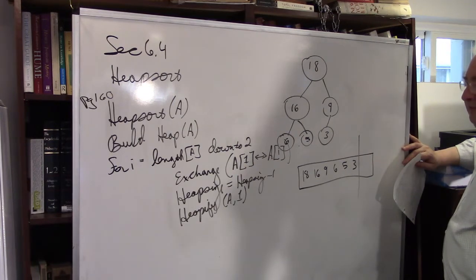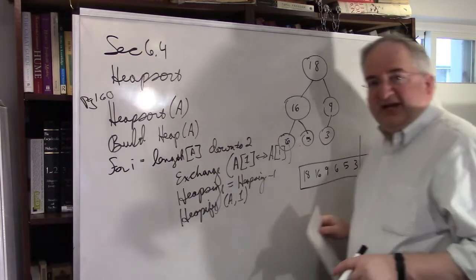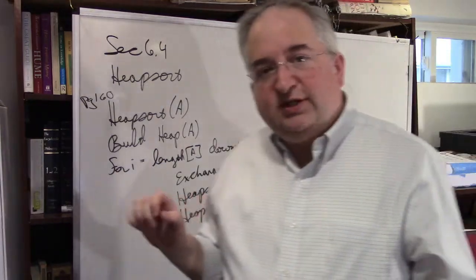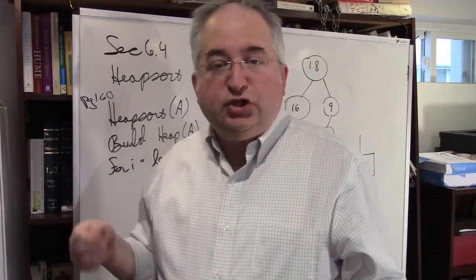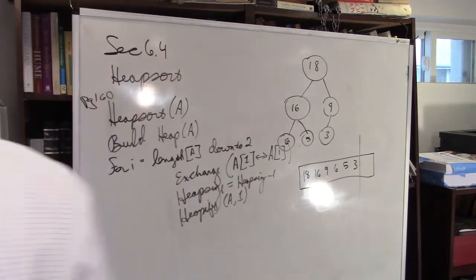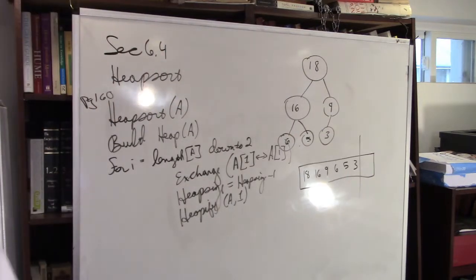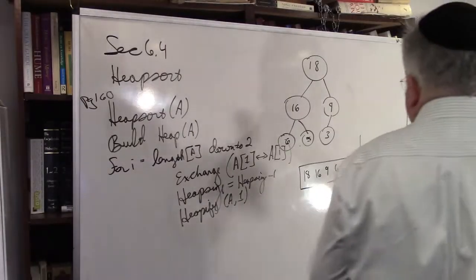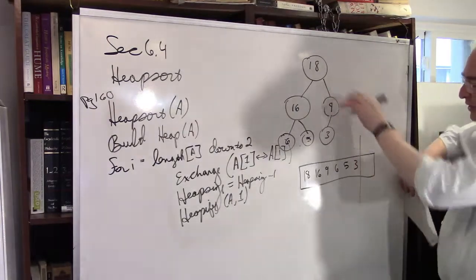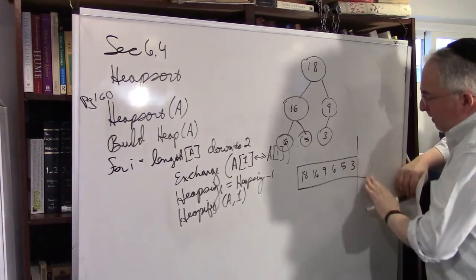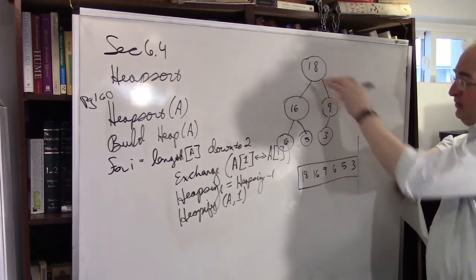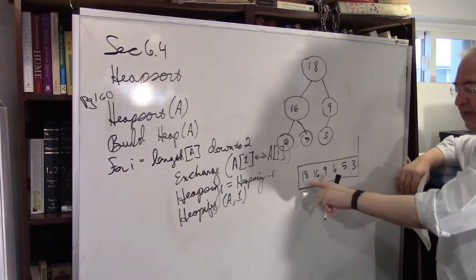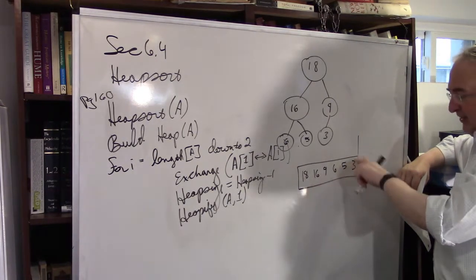Okay, first thing we do, we want to sort this in ascending order. That means the numbers go up. What is the largest number on the heap? It's always the top. What's the highest number? It's always the top. So I want to put the top, which is the highest number, at the end.